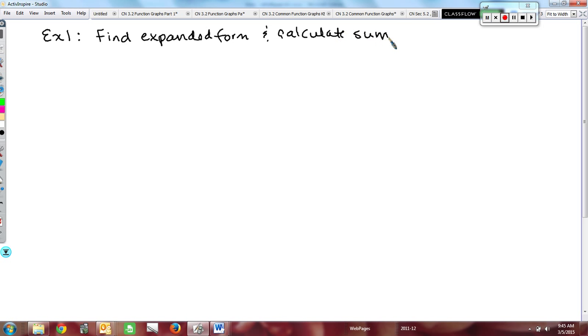And then I'm also going to show you some shortcuts on the calculator for calculating these, although you're never really going to need to use these calculator commands for these sums in the AP, but just to help you check as you're going.